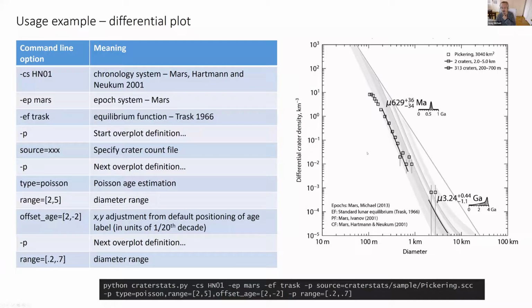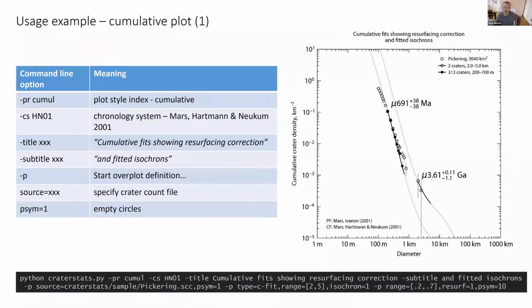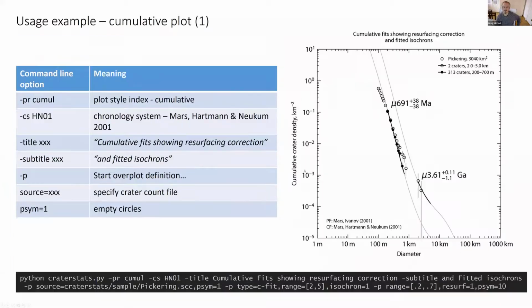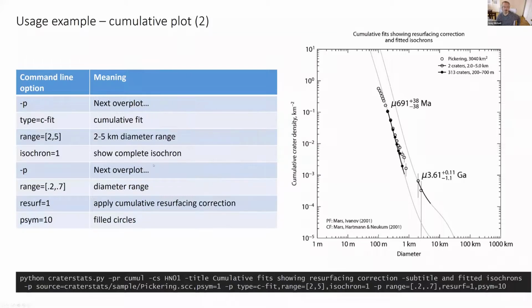So the first overplot is just the data overplot that plots the points. The next one plots an age fit, which is this thing here. That's a Poisson age estimation, and the diameter range that you're going to apply that over. Some things to position this little plot nicely, and so on and so forth. There's a second one. Here's another example for a cumulative fit. So this one is a differential fit. This one is a cumulative fit. So you specify cumulative here. Same kind of things. You can specify some subtitles and so on.